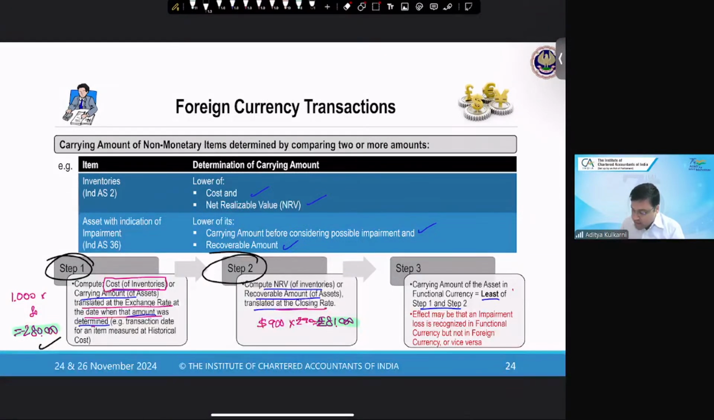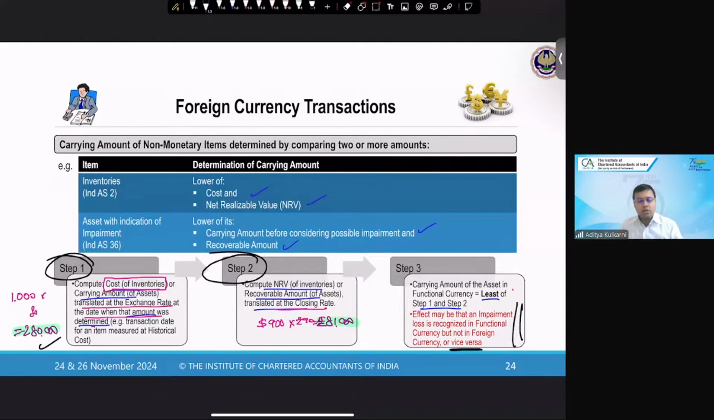And this is the conclusion arriving out of it. The effect may be that an impairment loss is recognized in functional currency but not in foreign currency, or vice versa. Vice versa means an impairment loss is there in foreign currency. In my case, there is an impairment loss in foreign currency.